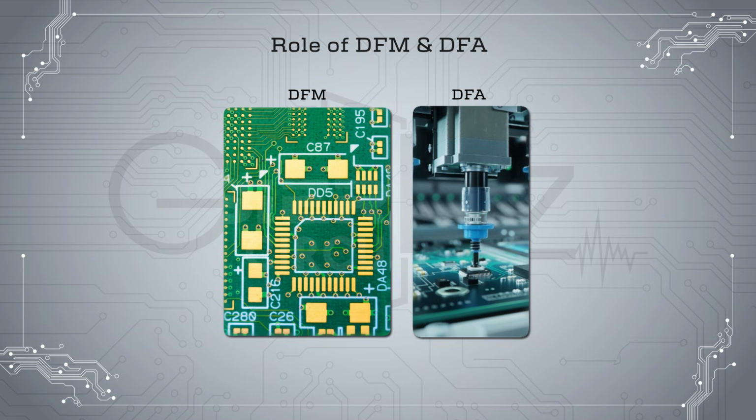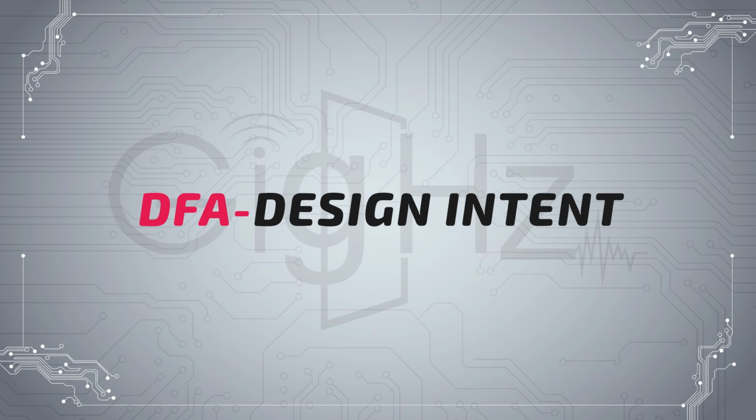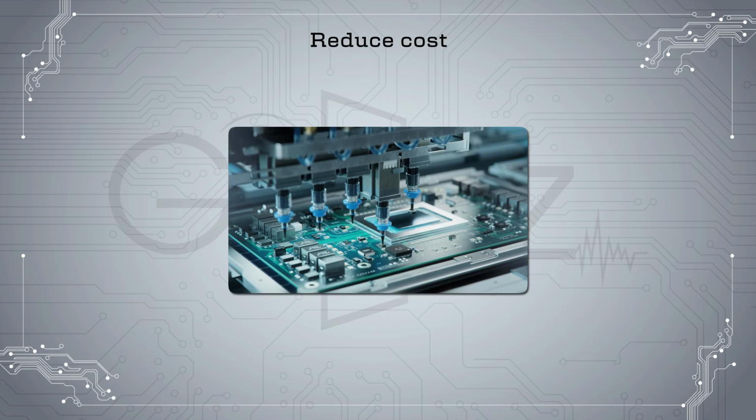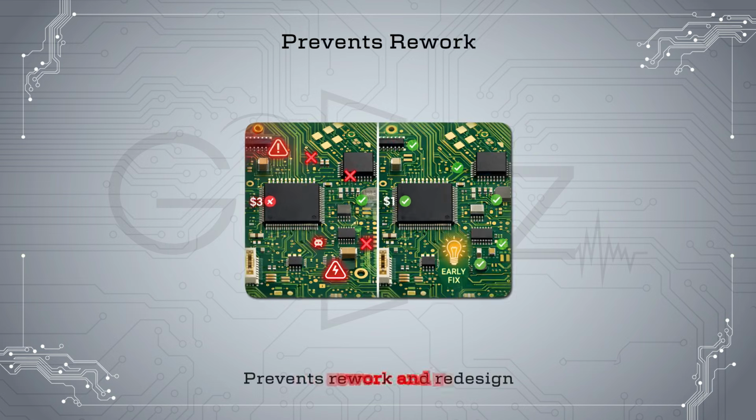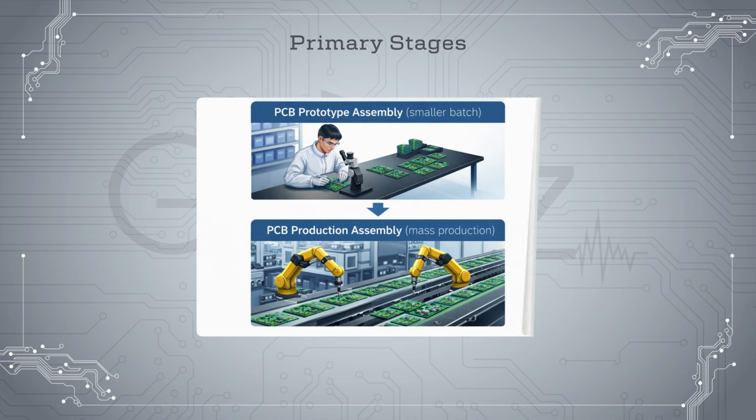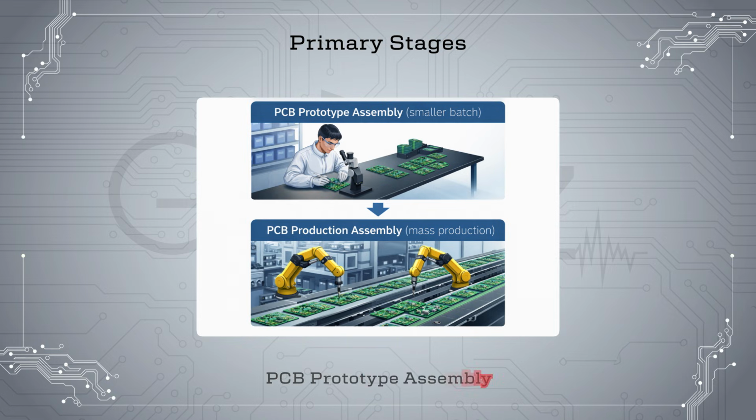Now, let's dive deeper into DFA and its intent in the design phase. DFA, Design Intent. DFA helps reduce component procurement and placement costs, key expenses in PCB assembly. It prevents rework and redesign by addressing assembly issues early in the design phase. The 2 primary stages in PCB assembly are PCB prototype assembly and PCB production assembly.